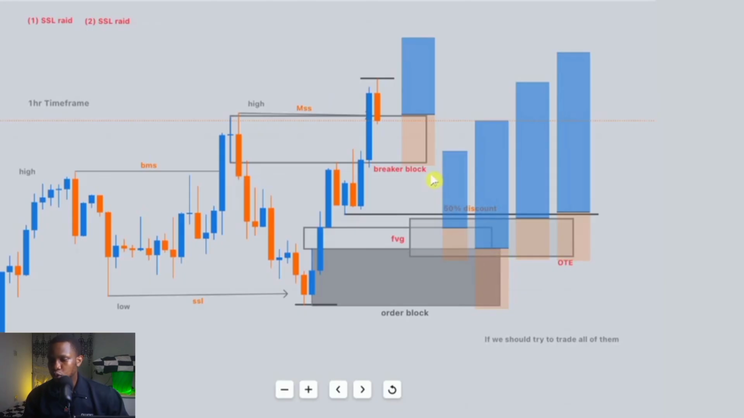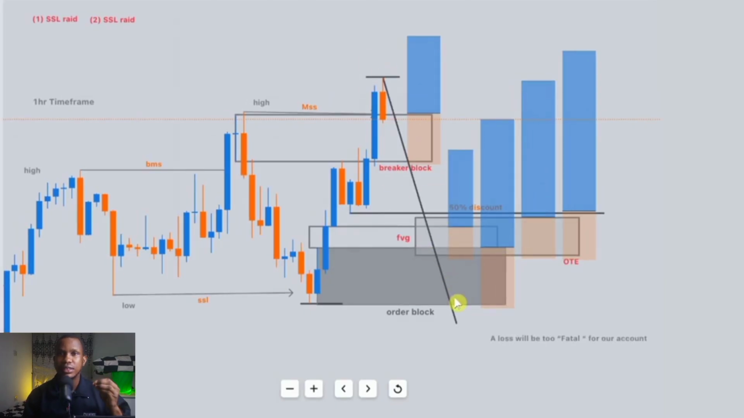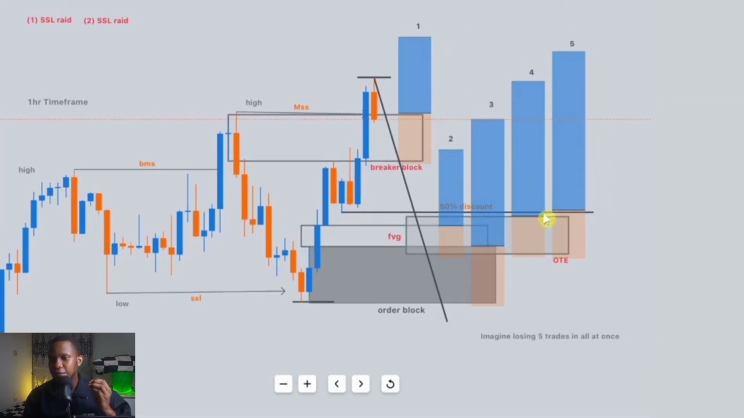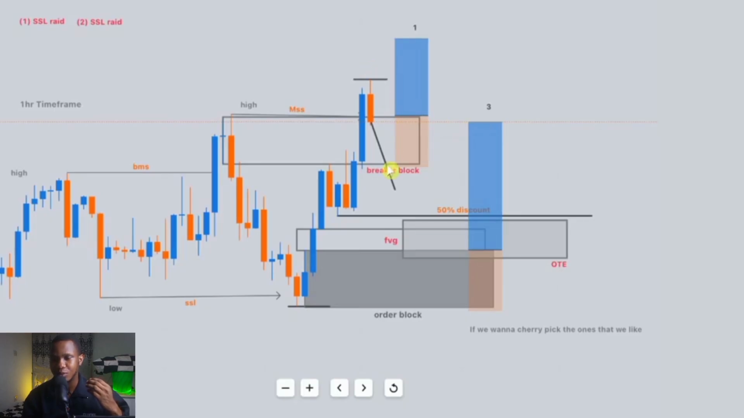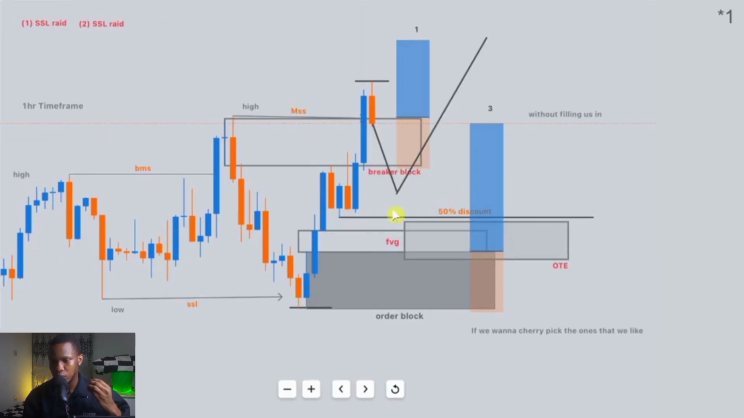Because if we try to trade all of them single-handedly, the loss will be fatal to our accounts. Imagine losing 5 trades in a row. If we cherry pick the ones that we like, probably this 1 and 2, price action comes to take out this level that we've chosen to enter from, and we'll also continue moving to the upside. That is why trading is not about guessing, it is knowing exactly the thing to do.